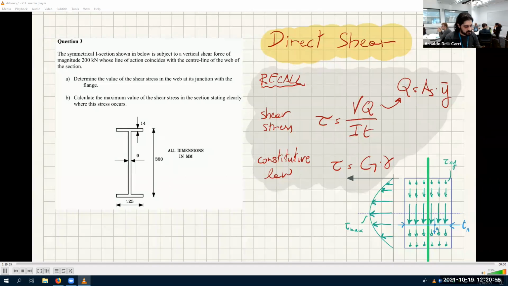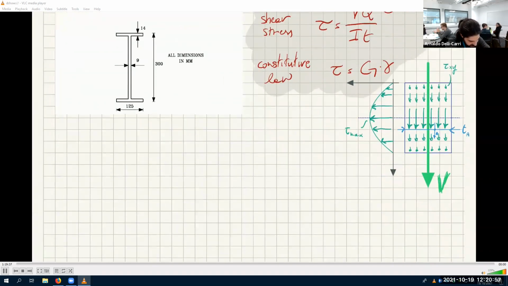Okay, so let's redraw this one, because I have to mess up the drawing a bit. I'm going to make it much larger than it is.